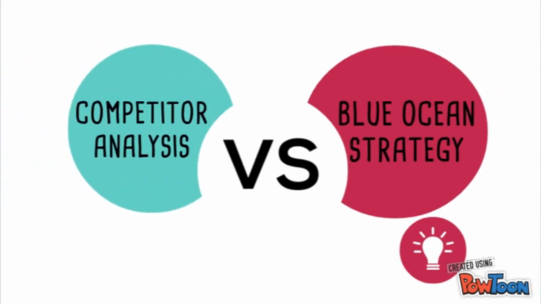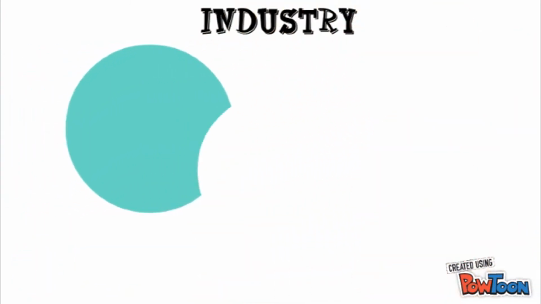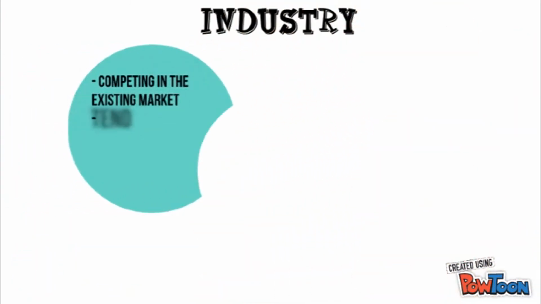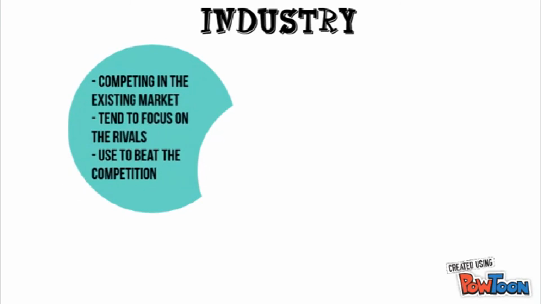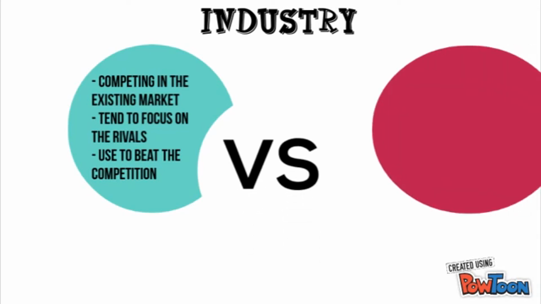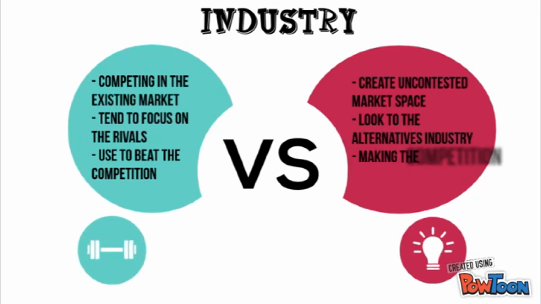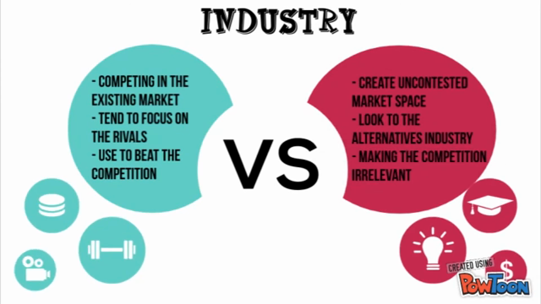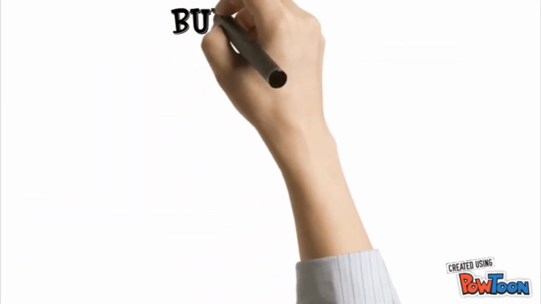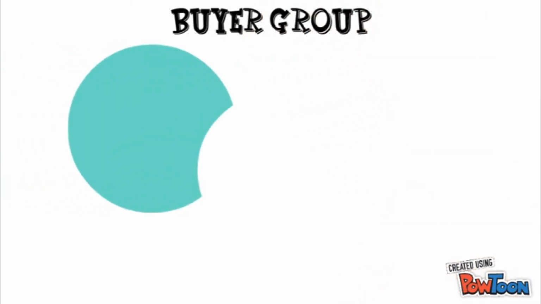Now let's compare both strategies. Under the scope of industry, competitor analysis competes in the existing market and tends to focus on the rivals in their industry. Mostly they try to beat the competition. While Blue Ocean strategy creates uncontested market space, whereby they look to alternative industries outside their business and focus more on making the competition irrelevant.